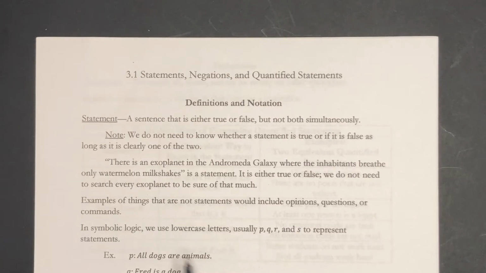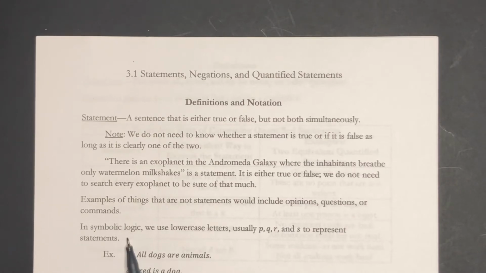Okay? For example, there is an exoplanet in the Andromeda Galaxy where the inhabitants breathe only watermelon milkshakes. That is a statement. It's probably false, but we don't know for sure. It is either true or false. We don't need to search every exoplanet to be sure of that much. We just know it's true or false, and that's enough for us right now for it to be a statement. So again, examples of things that are not statements: opinions, questions, or commands.